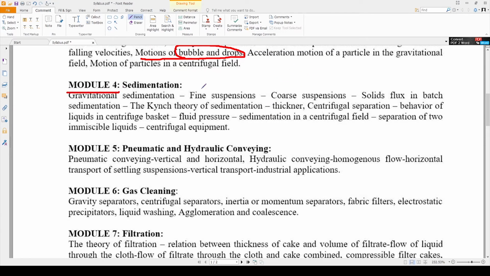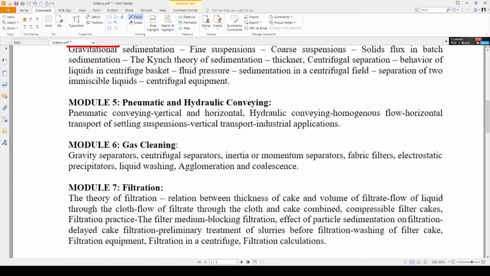In module 4, we'll study sedimentation. Suppose there are particles in suspension in a certain fluid. The particles will settle over time. So what are the characteristics by which the particles will settle? How much time will it take to settle completely? All those things we'll study in this module.